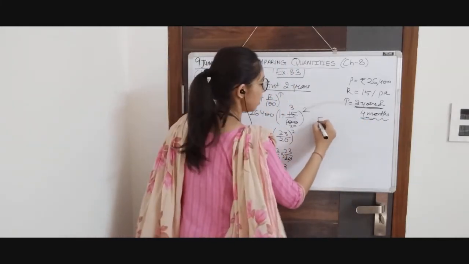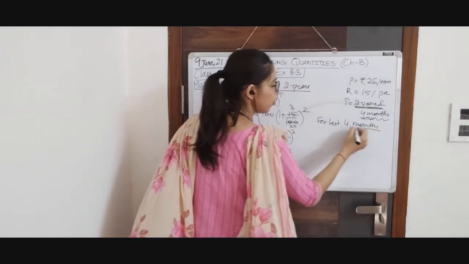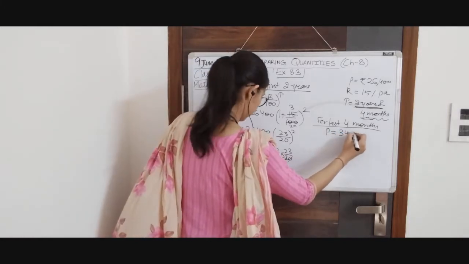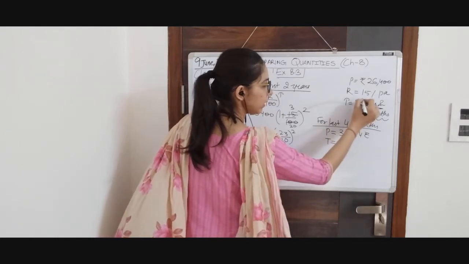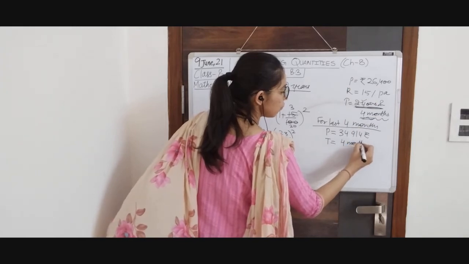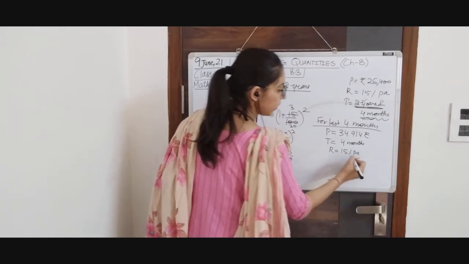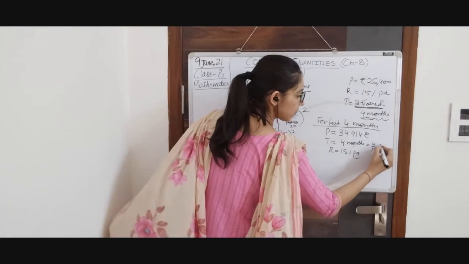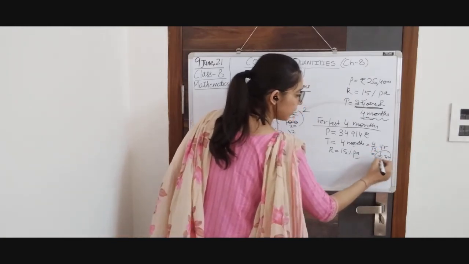For the last 4 months, your principal is this much amount, which is 34,914 rupees. Your time is 4 months, because you have already calculated for the 2 years, and your rate is 15% per annum. It is in years, so we have to convert that into years, which is equal to 1 by 3 year. Okay, 1 by 3 year.